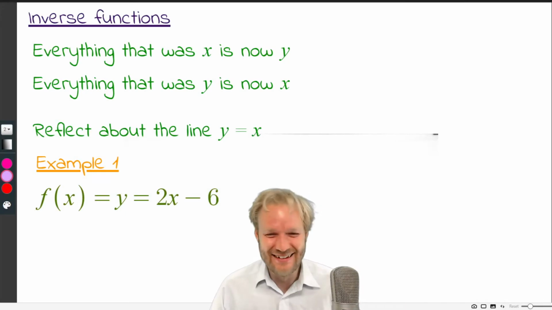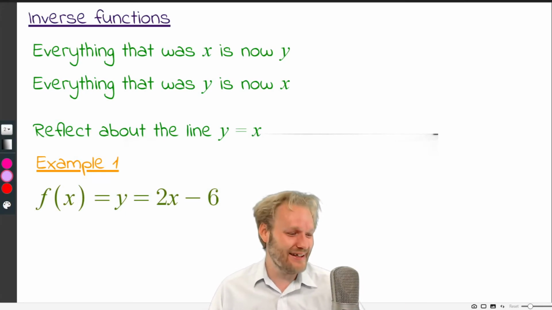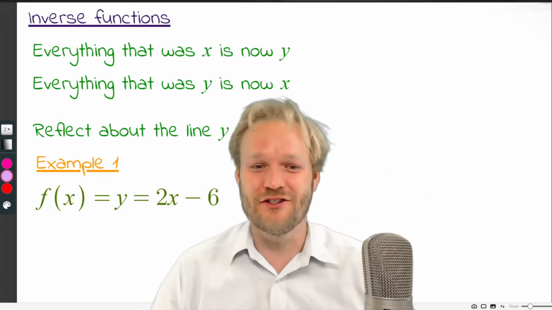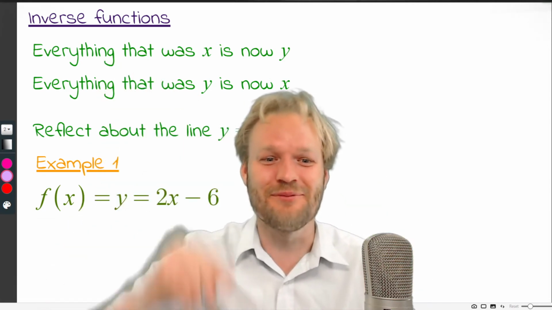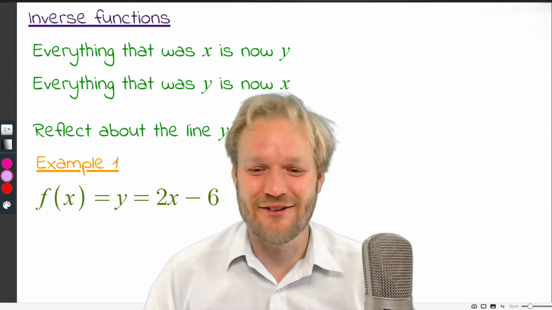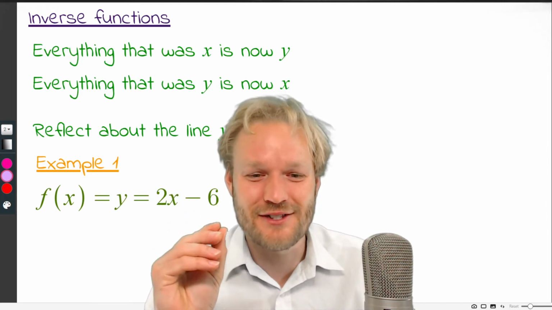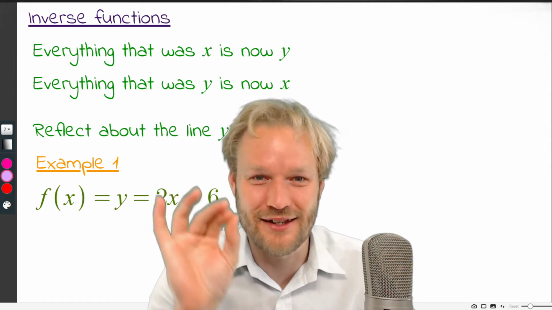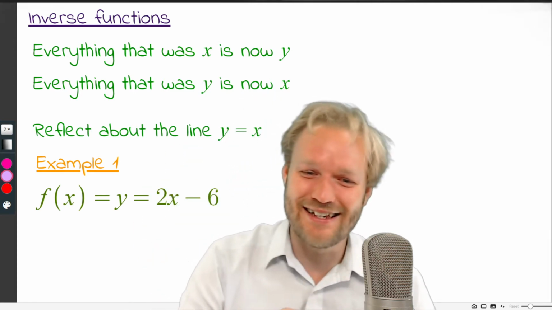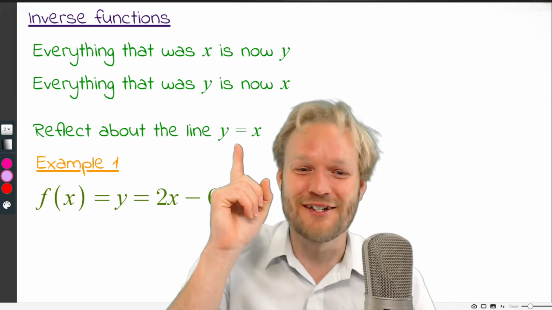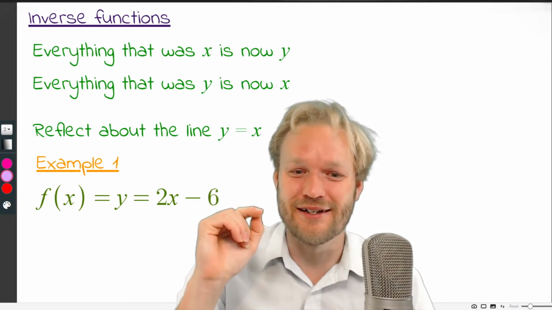Okay. So, today we're doing inverse functions. For inverse functions, our two key takeaways are, I always forget where everything is. Up here. Okay, so our two key takeaways are this. Everything that was x is now y. Everything that was y is now x. That's the one key takeaway. And the other key takeaway is that we're reflecting about the line y equals x.